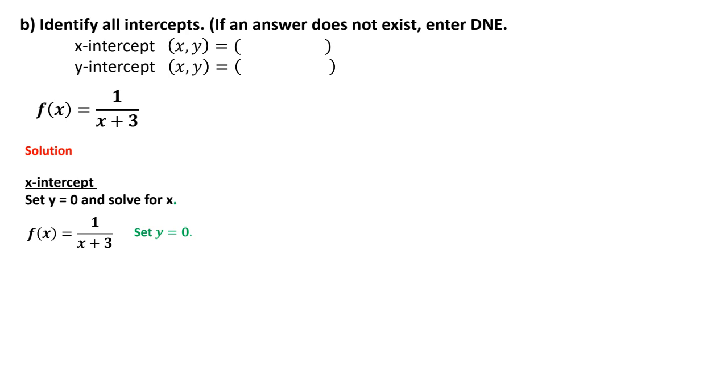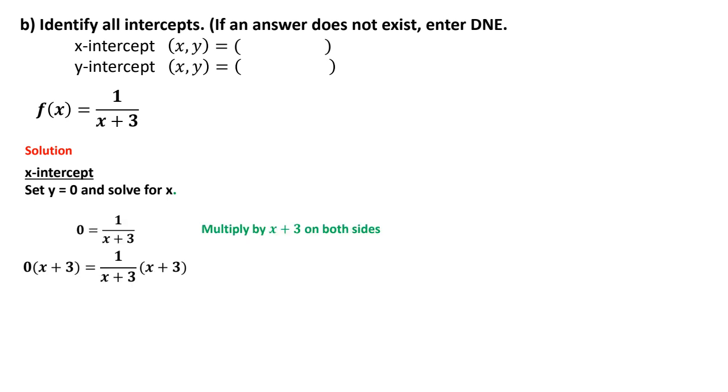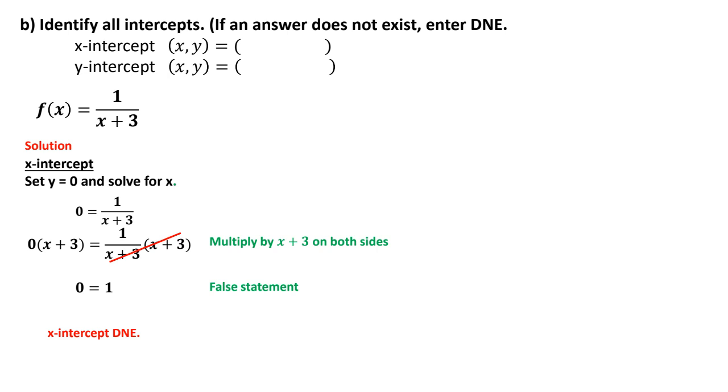So the first thing I need to do is multiply by x plus 3 on both sides. And when I do that, I get this statement: 0 is equal to 1. This is a false statement. This is not true. So by me getting a false statement, what this is telling me is that I do not have any x-intercept. So the answer that you would put here is does not exist, or there's none.